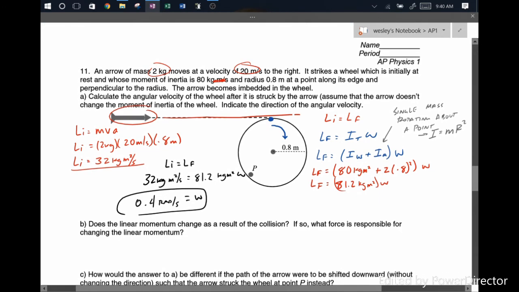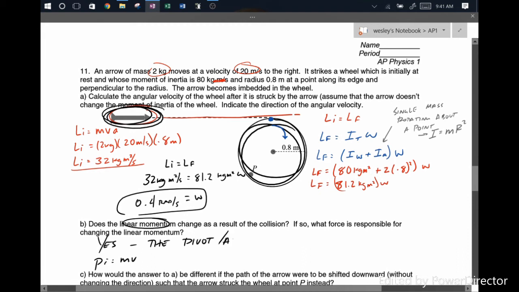Does the linear momentum of the system change as a result of the collision? It says linear momentum, so yes, it does. The linear momentum goes from this thing moving, initial linear momentum is just mv, to the thing spinning around. Well, there's no really any linear momentum associated with that, so you bet it changes.